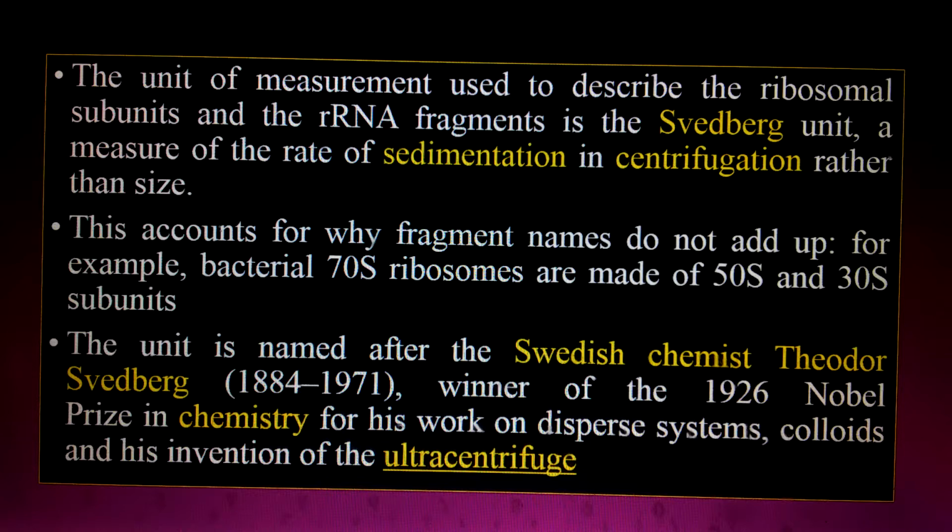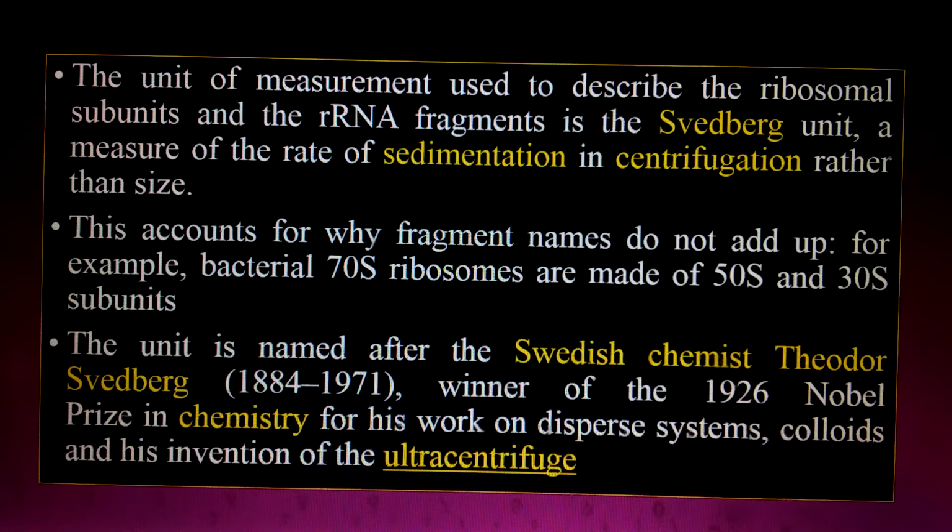Okay. Now the unit means sedimentation of the ribosomal RNA and protein in the nucleolus of the cell. Is it clear? So the unit is named after the Swedish chemist Theodor Svedberg, winner of the 1926 Nobel Prize in Chemistry for his work on dispersed systems, colloids, and his invention of the ultracentrifuge. That ultracentrifugation was used at that time for the ribosomes. Is it clear?